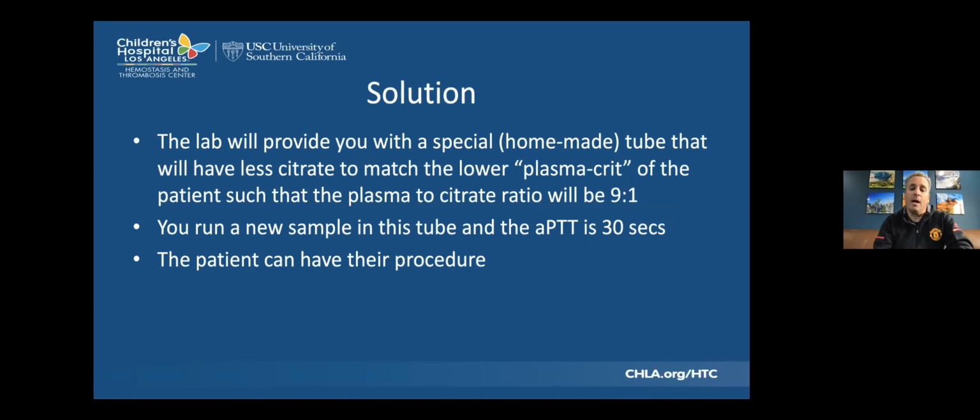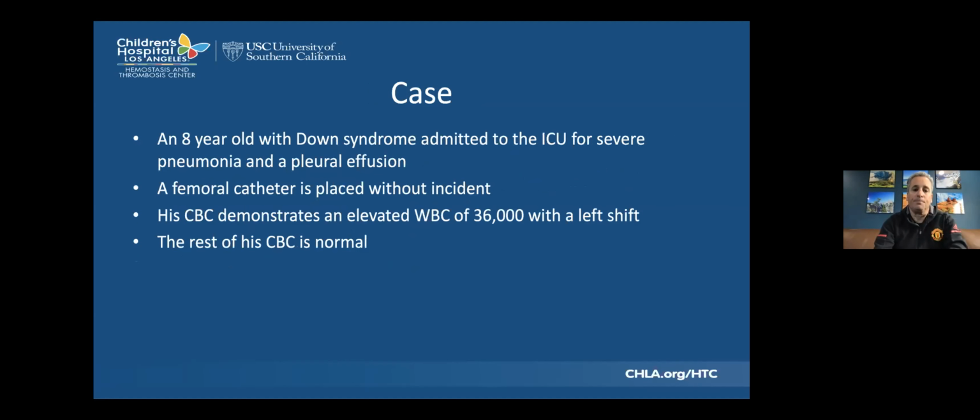And they'll set it up so that you have a plasma to citrate ratio of 9:1. So if the hematocrit is double what you expect, they'll just put half as much citrate in the tube. They'll send the tube up and say, you need to put 3 ml in here, or you need to put 4 ml in here. They'll give you instructions. And then you run that sample, and you get a normal PTT. The patient can have their procedure.